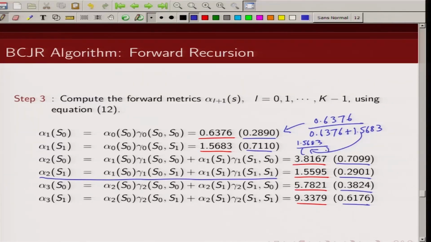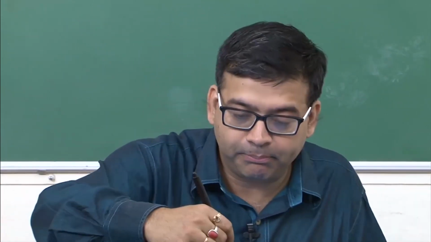So, these are the actual values of alpha, and these are the normalized values, because the probabilities should add up to 1. When I compute alphas, I can work with either of these values. It is just a scaled version, so it does not make a difference, except that for implementation purposes you may want to scale them to add up to 1, so that the values do not blow up.